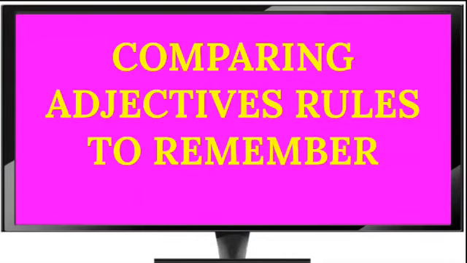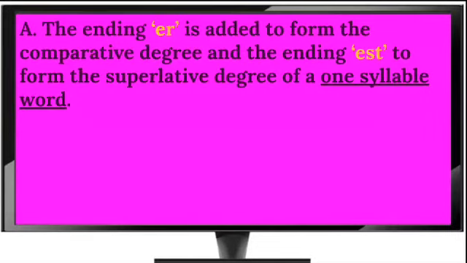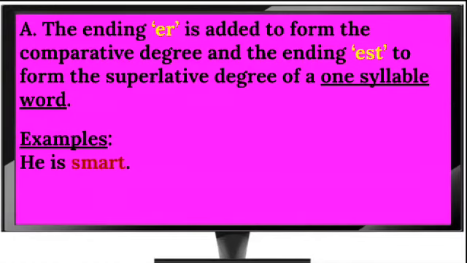Now let's look at our comparing adjective rules to remember how to use our positive, comparative, and superlative adjectives. Our first one, the ending ER is added to form the comparative degree, and the ending est to form the superlative degree of a one-syllable word. Now let's look at an example of using er and est with our one-syllable word.